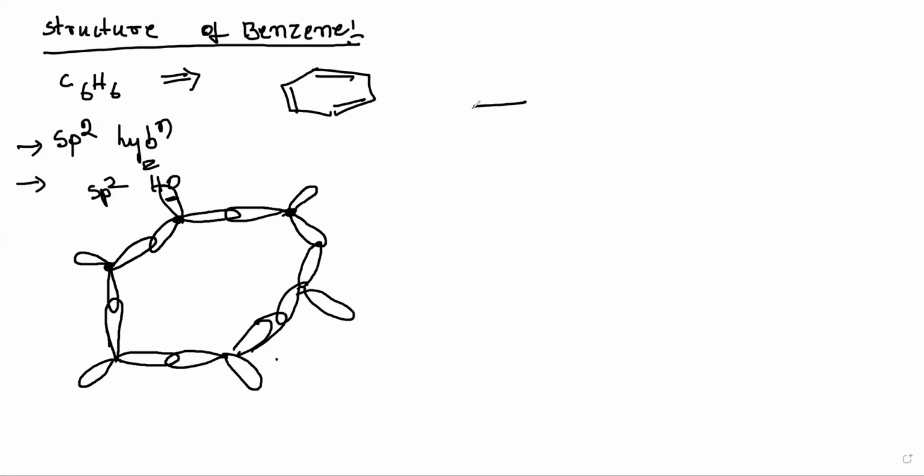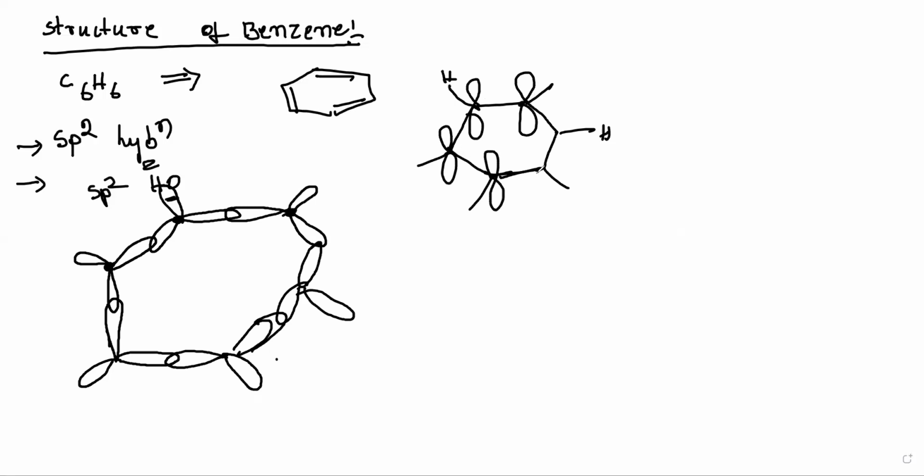So one carbon gives bonds like this. This is a hydrogen. This is one carbon like this with hydrogen. All carbons are giving a single bond with hydrogen. But at each carbon, what is there? One unhybridized orbital is present. How is it? The carbon valence configuration is 2s1, 2px1, 2py1, 2pz0.